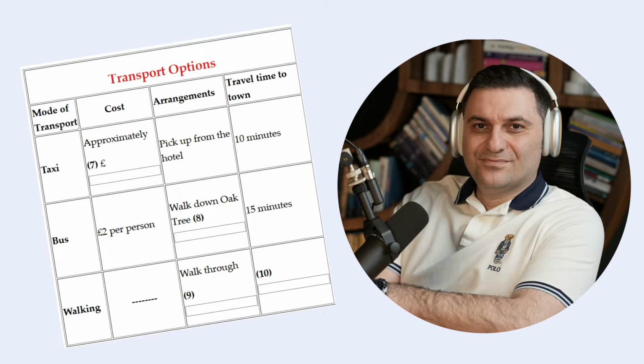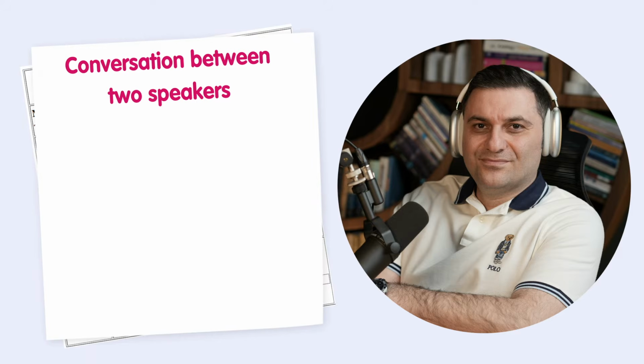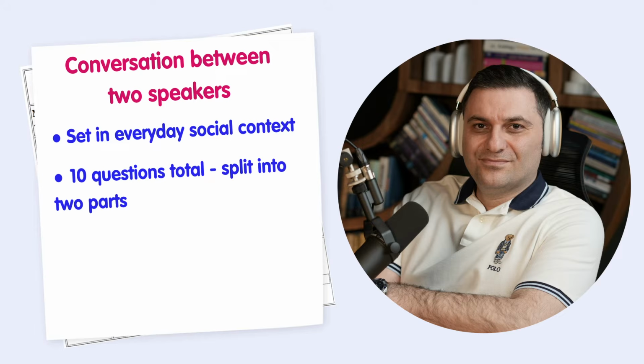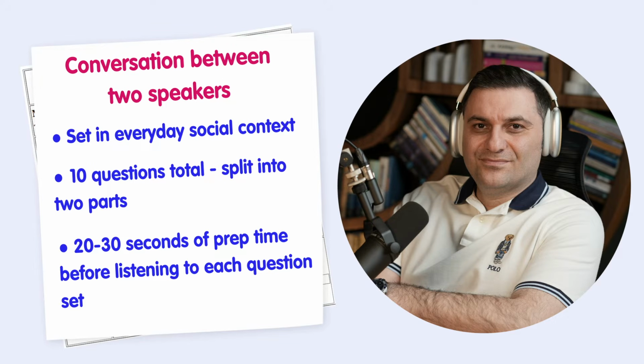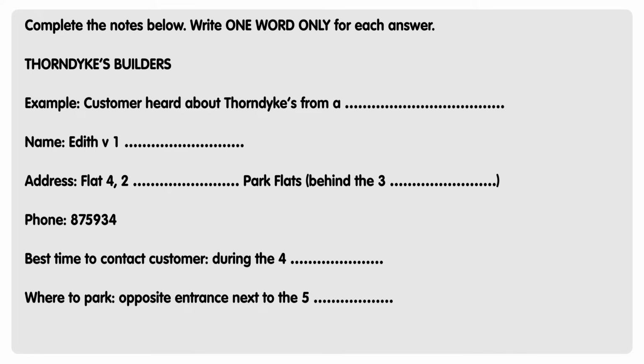All right, so the first section in IELTS listening is a conversation between two speakers, and it's set in an everyday social context. There are 10 questions which are split into two parts, and you are given 20 to 30 seconds of preparation time before listening to each question set. All right, and now first we just take a look at one part of the first section.